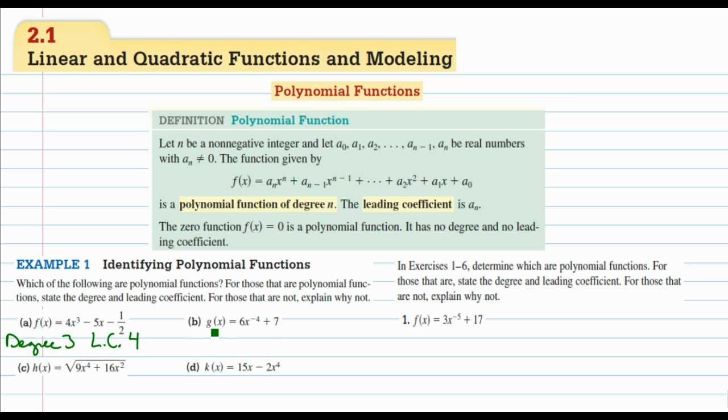Now B, I see an x to the negative 4th. G of x is 6x to the negative 4th plus 7. So I look back up here to my definition. Let n be a non-negative integer. So I have a negative exponent, so this is not a polynomial, so I'm going to put negative exponent.